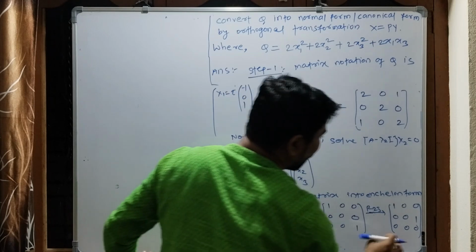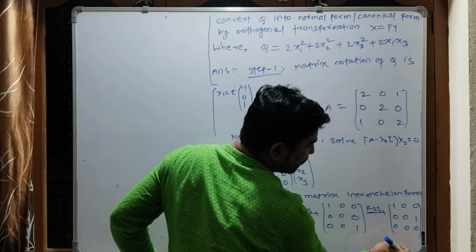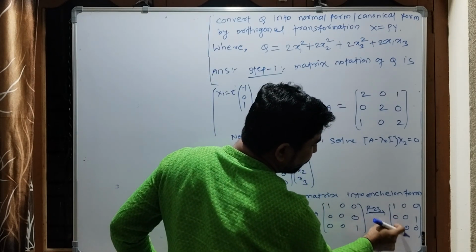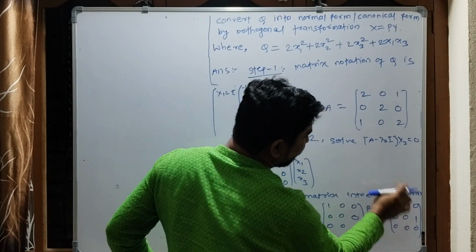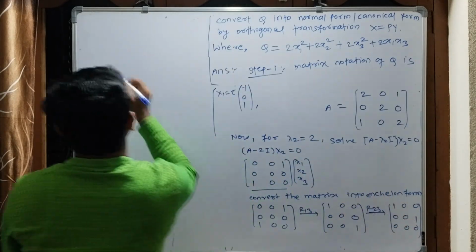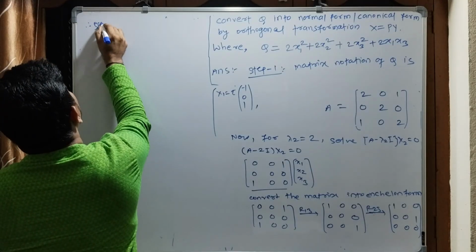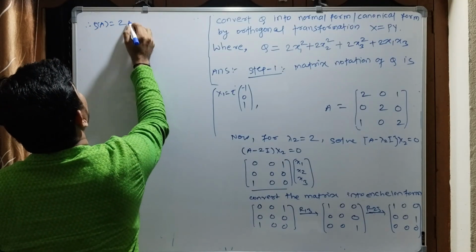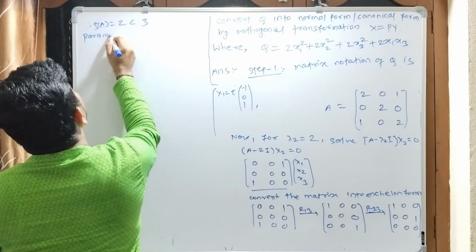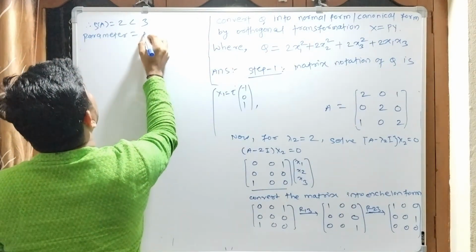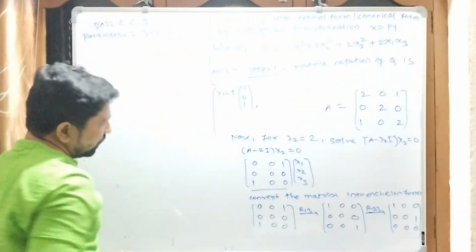Now this is the echelon form. Here the zero row of this matrix occurs below the non-zero row. The leading element of R2 occurs to the right of the leading element of R1, and the rank of this matrix is 2. Therefore, the rank of this matrix is equal to 2 and the number of columns is 3. Therefore, the number of free parameters is equal to n minus r, that is 3 minus 2 is equal to 1.